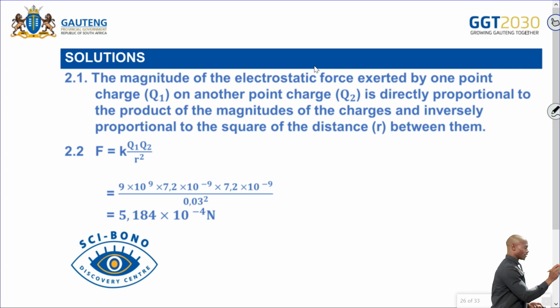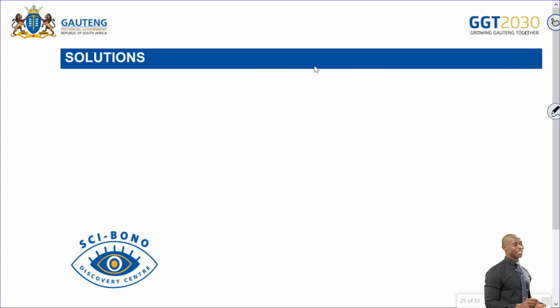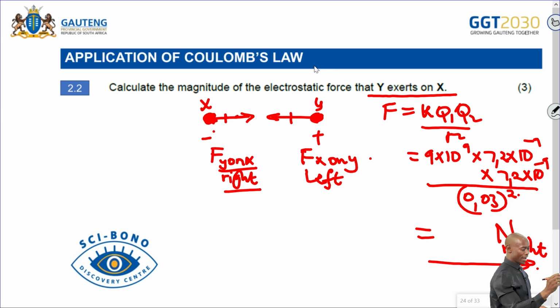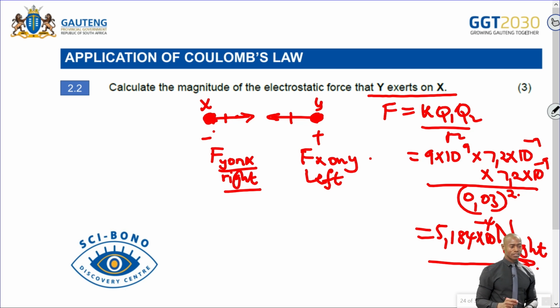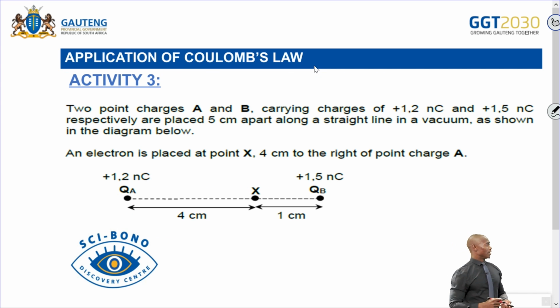So what is the magnitude here? The magnitude is 5.184 times 10 to the power negative 4 newtons. In which direction? To the right. But they are not looking for the direction. But where is this to the right coming from? From the free body diagram. All right. Then let's look at this one.